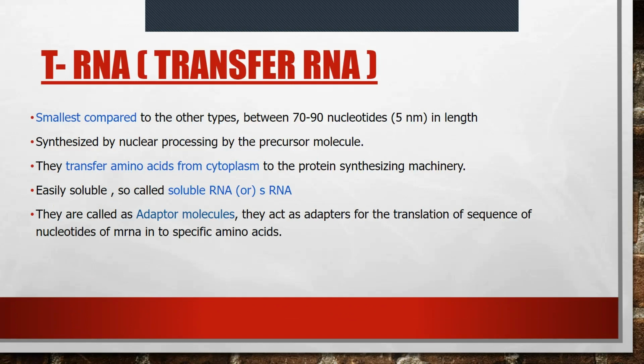Now let's look deeper into tRNA, which is transfer RNA. tRNA is the smallest molecule compared to the other RNA types. It has only 70 to 90 nucleotides. It is synthesized by nuclear processing of a precursor molecule. They transfer amino acids from the cytoplasm to the protein synthesizing machinery. It is easily soluble and so is called soluble RNA or sRNA. They are also called adapter molecules because they act as adapters for the translation of the sequence of nucleotides of mRNA into specific amino acids.